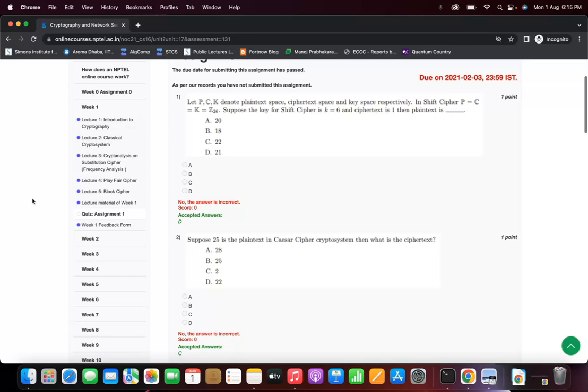So I'll just recap things in case it's not clear. In any cryptosystem, there are three spaces, right? The plaintext space, the ciphertext space, and the key space. The plaintext space is the starting point. The plaintext will be -5, but remember that everything is happening modulo 26. So what is -5?